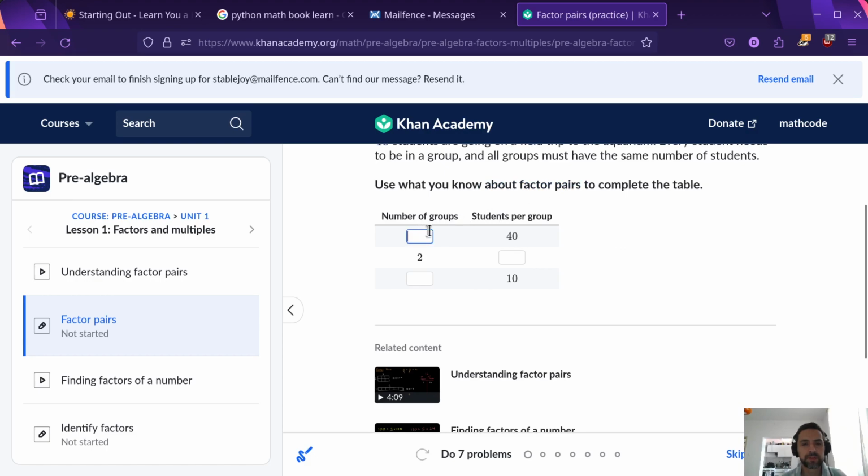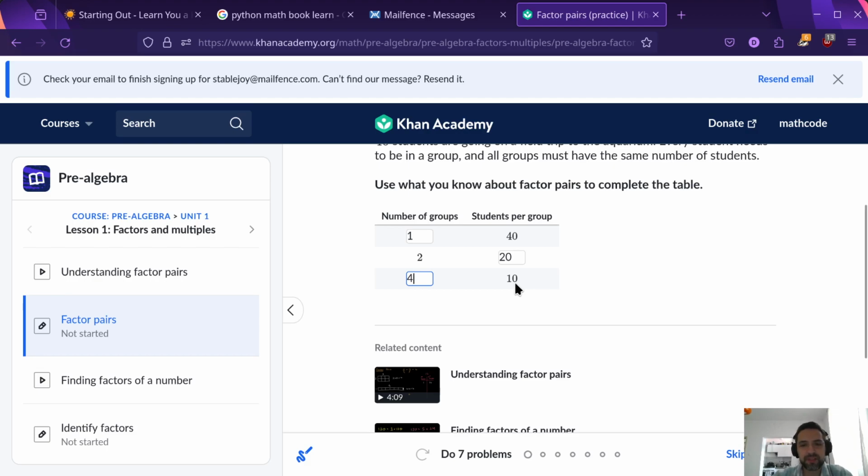Number of groups. Oh, this is just like mind thinking. If there is only one group, there's 40 students. If there are two groups, there is 20 per group. If there are 3 groups, no, if there are 4 groups, then students per group is 10.